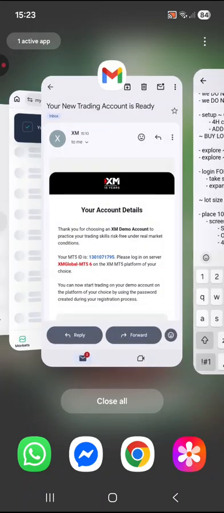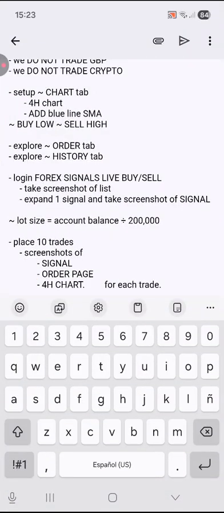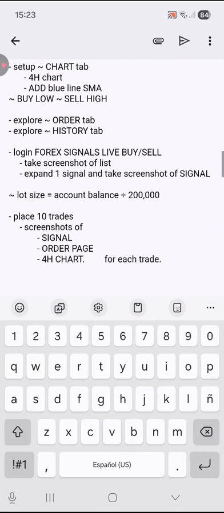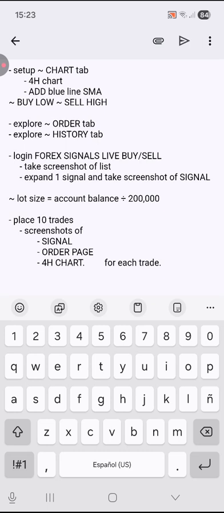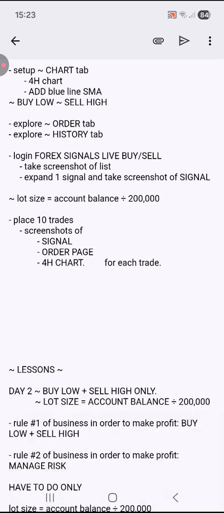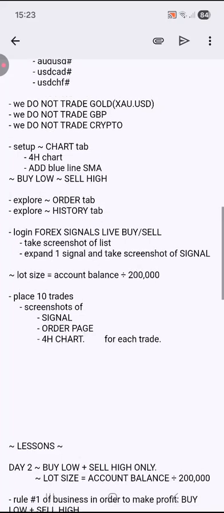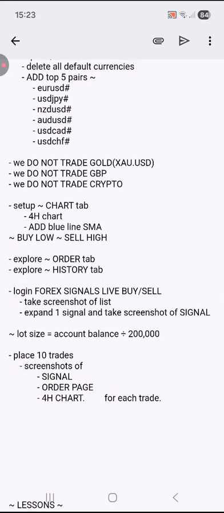Okay, so now let's go through. So we set up the 4-hour chart. We added the simple moving average line. We want to buy low, sell high. We explored the order tab. We explored the history tab. Okay.